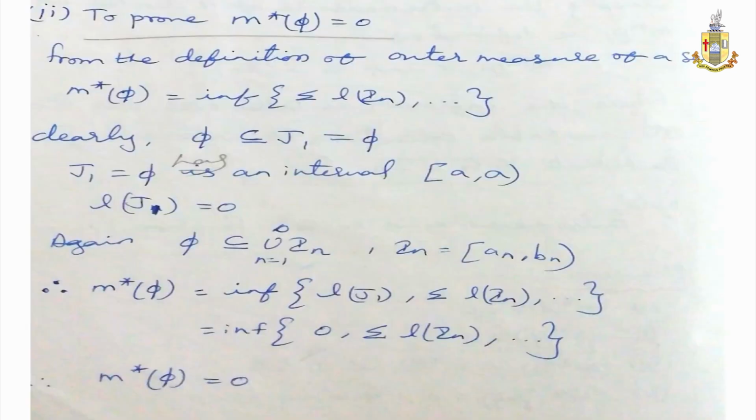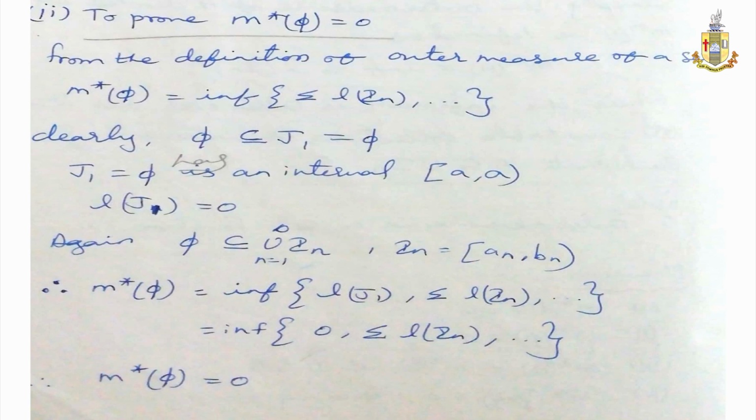Second subdivision, we are going to prove that m star of phi equal to 0. So again, from the definition of outer measure of a set, m star of phi is equal to infimum of summation L of In, etc. Clearly, phi is contained in or equal to J1, which is equal to phi. Here J1 equal to phi, it has an interval of the form closed a, open a. When we take the length of this interval, you will be getting the value as 0.